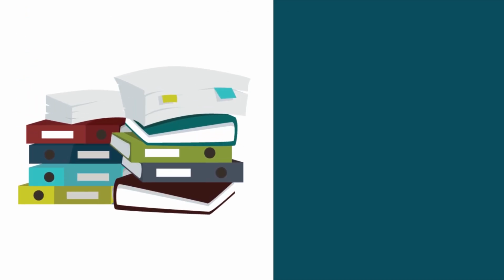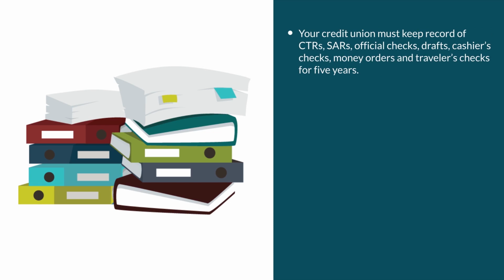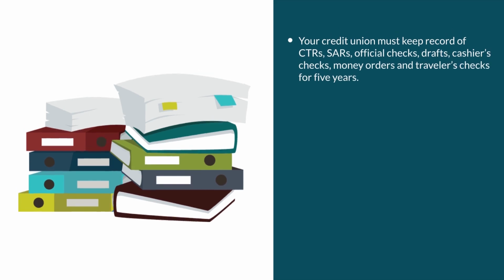Now you may be asking yourself, with all these reporting obligations, are there also record-keeping requirements? The answer is yes. And the good news is that BSA record-keeping requirements are easy to remember. Your credit union must keep record of CTRs, SARs, official checks, drafts, cashier's checks, money orders, and traveler's checks for 5 years. Simple enough, right?